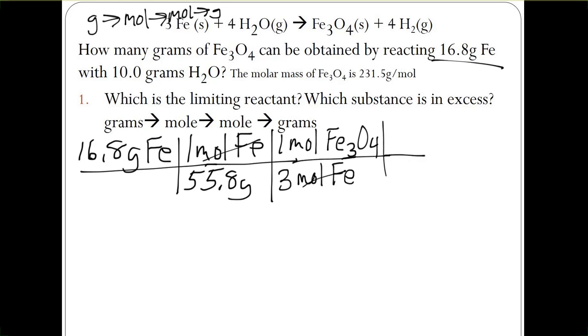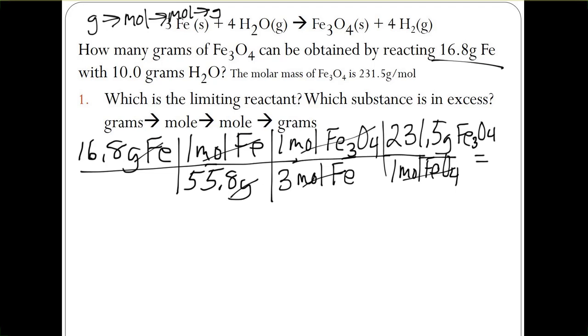My moles cancel and my iron cancels, and I'm left with moles of this iron oxide, so I will just change it back to grams. My molar mass is given to me there, 231.5 grams of that iron oxide. Now I just need to do my math. I will multiply and divide, and I get 23.2 grams of this product formed.